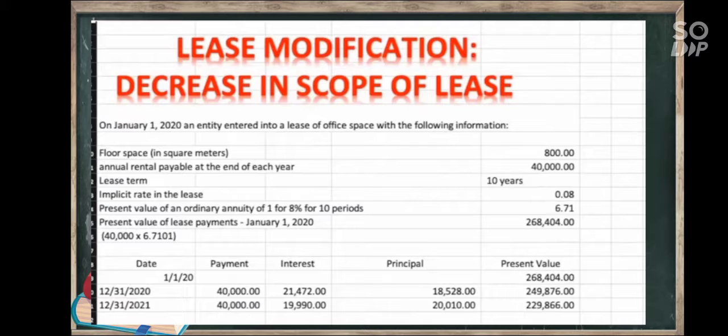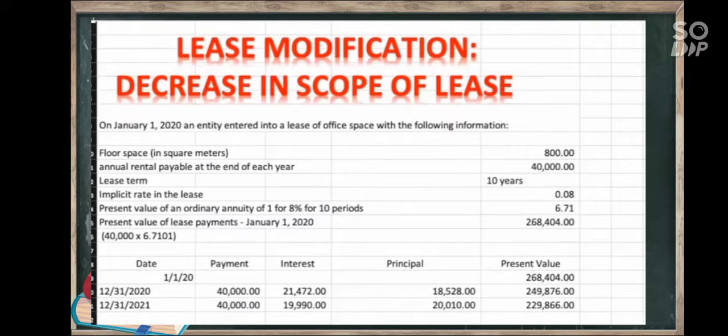Present value of lease payments as of January 1, 2020 is 268,404. So, ang 40,000 na annual rental, gimultiply siya sa 6.7101. So, arita sa table. Present value, 268,404. Gimultiply siya sa implicit rate in the lease nga 0.08 para makuha nato ang interest.